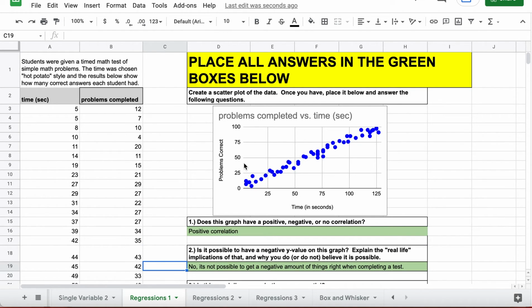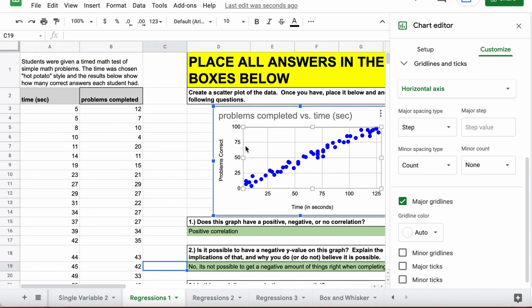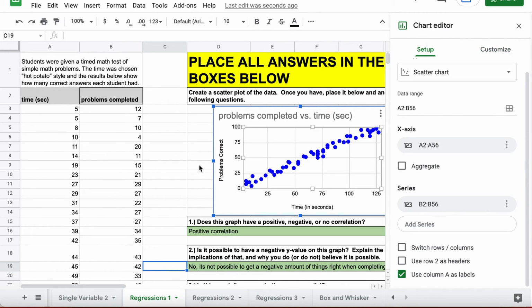The only other problem that I've seen that I wanted to troubleshoot for you was maybe your X and Y axis aren't the way you want them to be. Perhaps the problems correct is on the bottom instead of on the side, and you wanted to do that, or wanted to adjust that. If you needed to do that, you would change those numbers here.